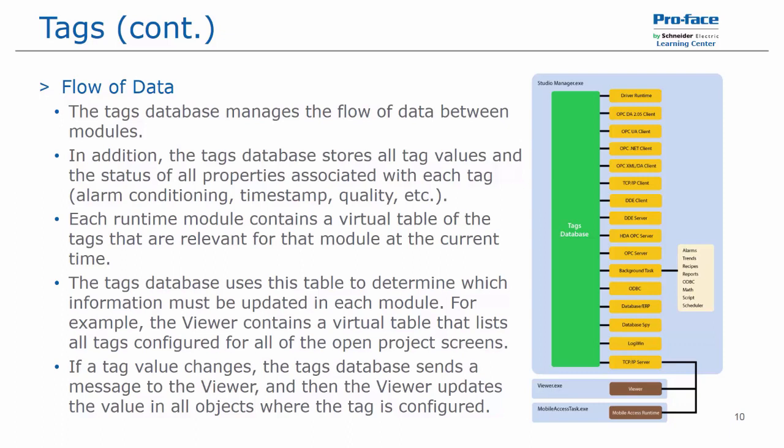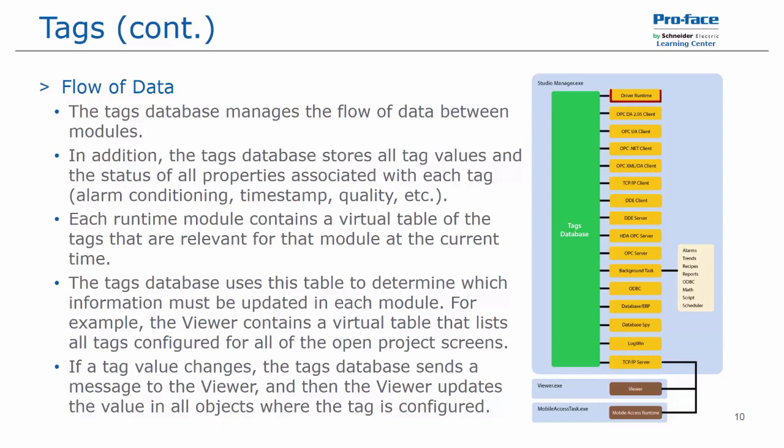Let's say, for example, we have a Modbus device communicating to the Blue Open Studio application over Ethernet. Then we have this tag used in a script, so a background task. And then we also display it on a data display on a screen. So we read the value in from the Modbus device.